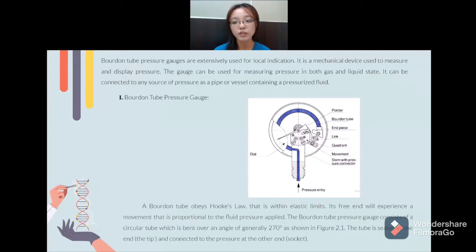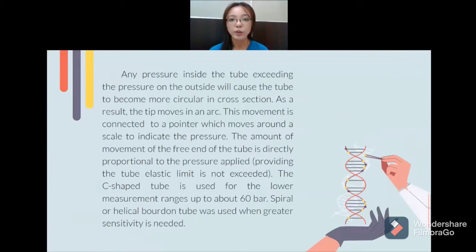The Bourdon tube pressure gauge consists of a circular tube which is bent over an angle of generally 270 degrees. The tube is sealed at one end, that is the tip, and connected to the pressure at the other end, which is the socket. Any pressure inside the tube exceeding the pressure on the outside will cause the tube to become more circular in cross section. As a result, the tip moves in an arc. The amount of movement of the free end of the tube is directly proportional to the pressure applied. Spiral or helical Bourdon tubes are used when greater sensitivity is needed.